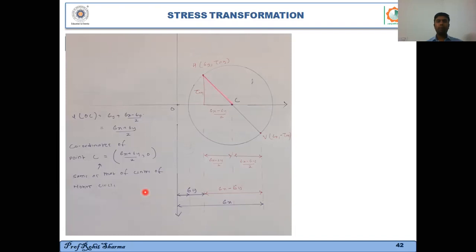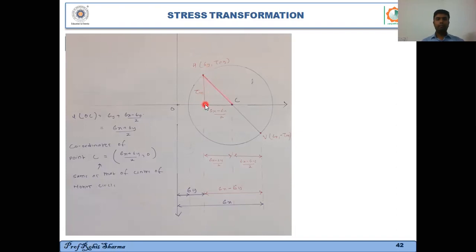If you change any one of the properties, then the circle will change. Okay, so we have defined what the center is. We have found out what the center of the circle is, and it is equal to the center of the Mohr circle. Next, we'll find out what the radius of the circle is, right?